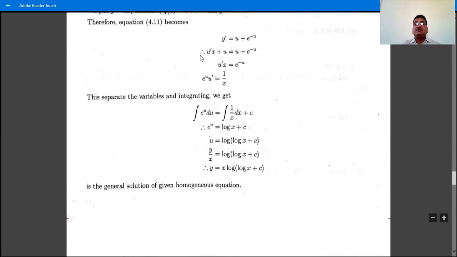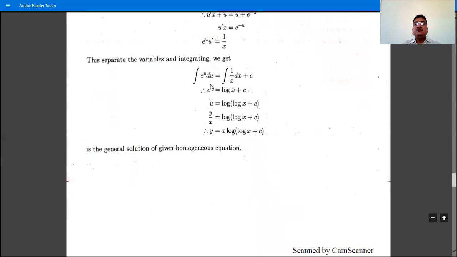solve the equation. That is, shift this v to RHS, and then we have this equation that x dv by dx is equal to e raised to minus v. Separate the variables. So integrating e raised to v dv is equal to integration 1 by x dx, and so we have the answer e raised to v is equal to log x, because the integration of e raised to v is e raised to v, and the integration of 1 by x is log x. And then substitute v as y by x. So e raised to y by x is equal to log x plus c is the final answer.